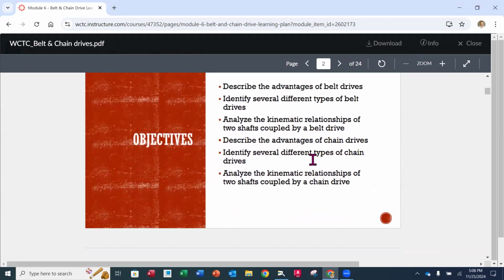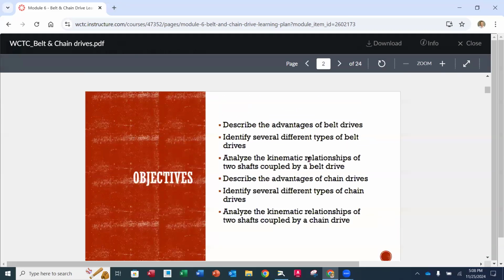So chapter 11, belts and chain drives. The objectives here are really to look at belt and chain drives and identify advantages, applications, and then ultimately be able to size them and specify them for an application that's described in our problems.